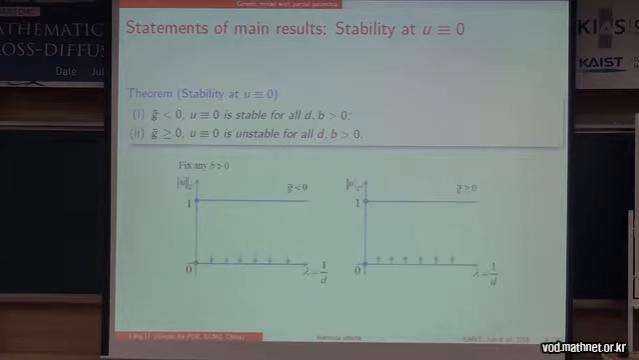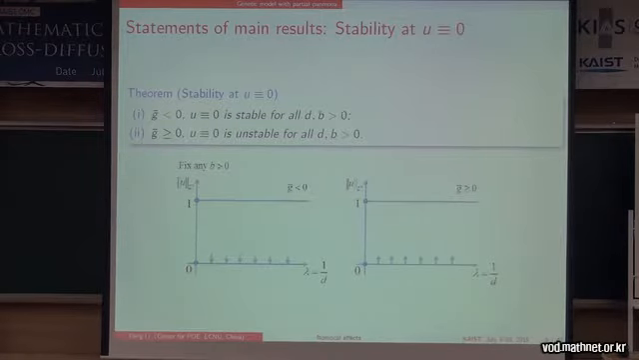And when G bar is positive, or non-negative, roughly it means that on average, A1 is at an advantage. Then in this case, U equals 0 is always unstable. So there's always a chance for allele A1 to survive. So this is about the result.